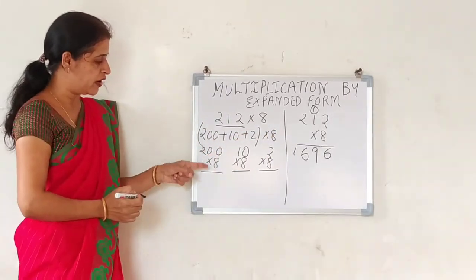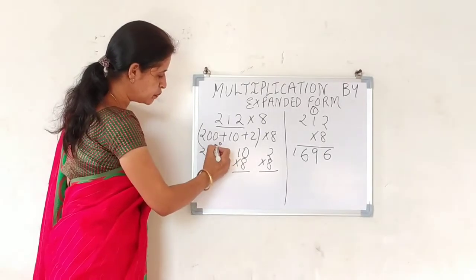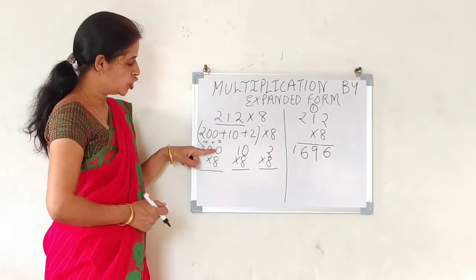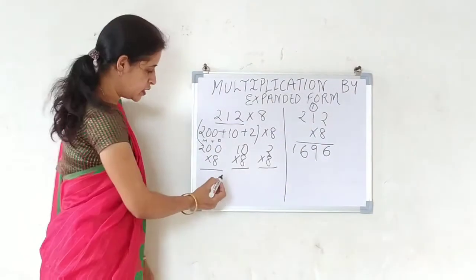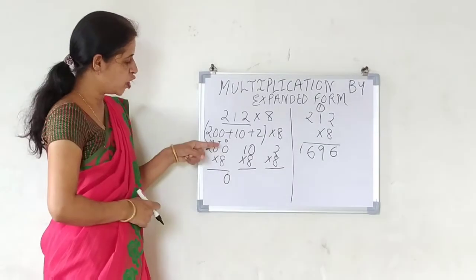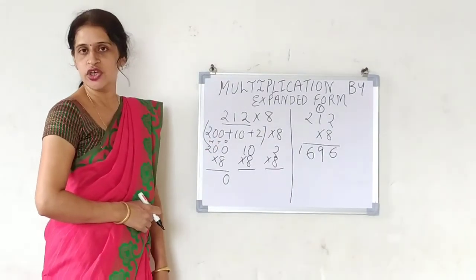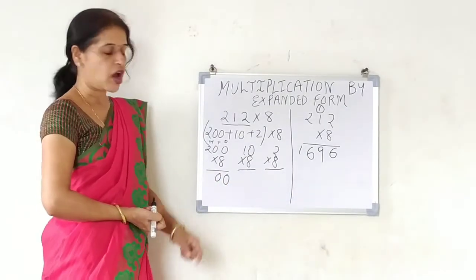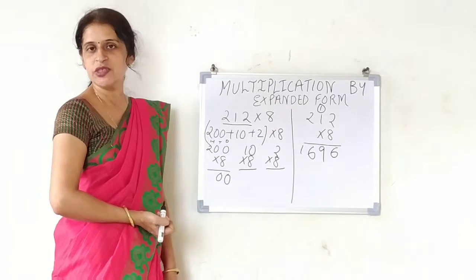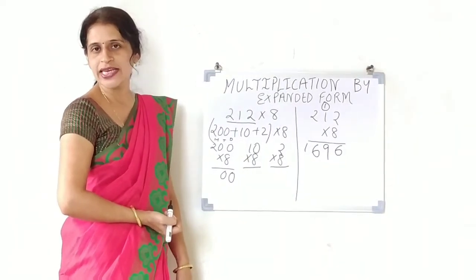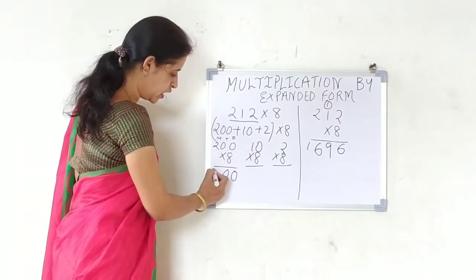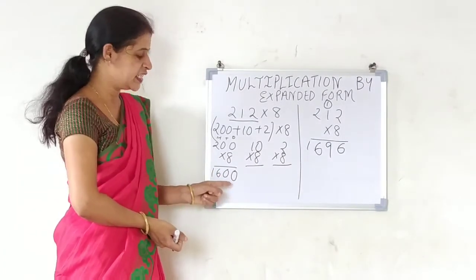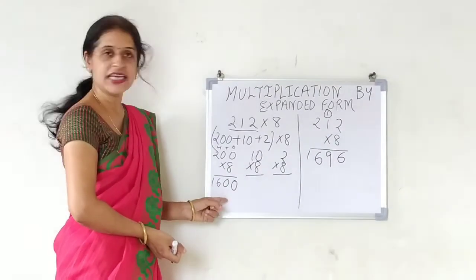Okay, now 200 into 8. Let's move on to the ones place. In the ones place what do we have? 0. Anything multiplied by 0 is what? 0. Now let's move on to the tens place. Again we have a digit 0. Anything multiplied by 0 is 0. Now let's move on to the hundreds place. In the hundreds place what do we have? 2. So 2 into 8 is what? 16. Very good. So we have 16 in the hundreds place. What did we get? 1600.